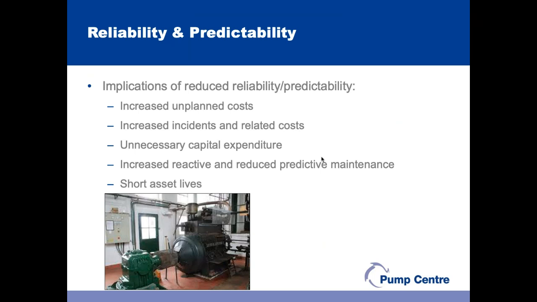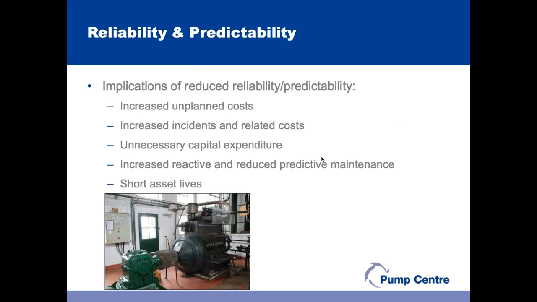Unnecessary capital expenditure is another outcome of reduced reliability. We put kit in to notionally operate for a period of time, often to have a life of 20 years. If kit isn't looked after, it'll fail prematurely, and we'll have to spend money replacing it, and that's money that could have been better spent in other areas.